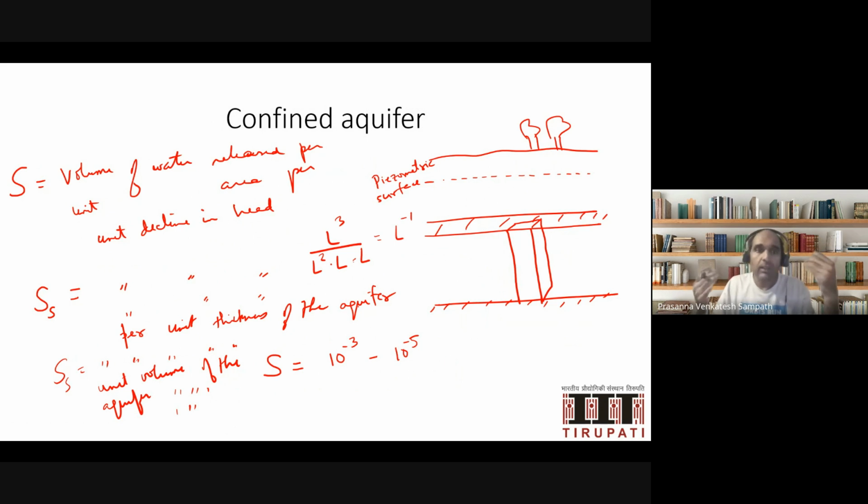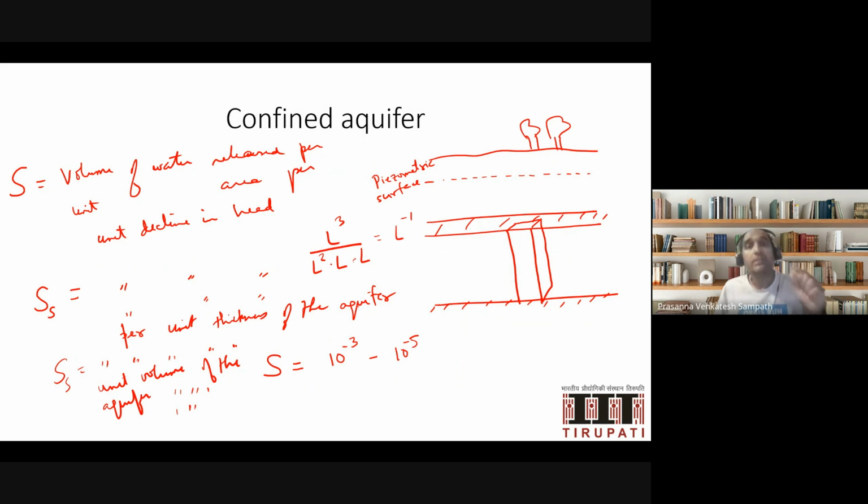So therefore, SS is also defined as the volume of water released by the aquifer per unit volume of the aquifer per unit decline in head, right? So it's the volume of water released divided by the unit volume of the aquifer, which is the area multiplied by thickness, the same thing as volume, per unit decline in head. That also gives me the same L cubed divided by L cubed divided by L. That would also be L to the power minus 1.